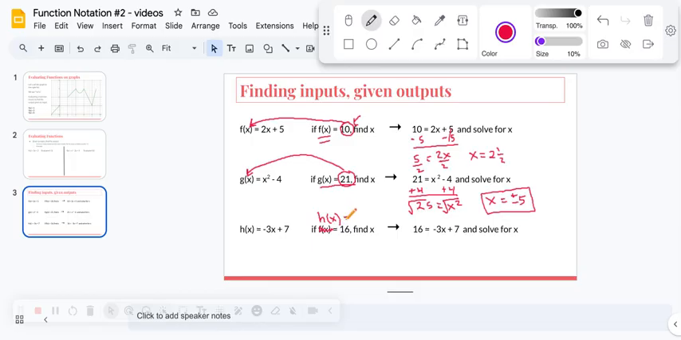I tell you h of x is equal to 16. That means I can substitute 16 right into this equation here. So now I have 16 equals negative 3x plus 7. To solve it, I can subtract 7 from both sides. Negative 3x is equal to 9, dividing by negative 3. And I find out that x is equal to 9 divided by negative 3, which is negative 3. So if I have an input of negative 3, my output will be 16.